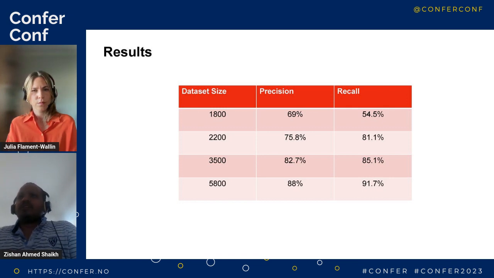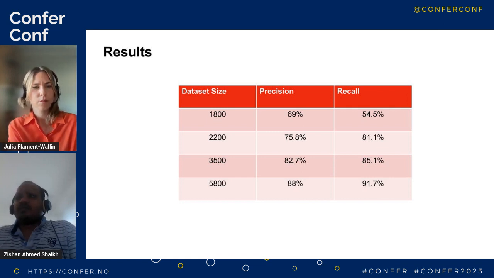But as we increase the data set size, you can see that when we move from 1800 to 5800, for example, the precision jumps from 70 to 88%. The recall also goes up to 92%. And that's basically the whole workflow.